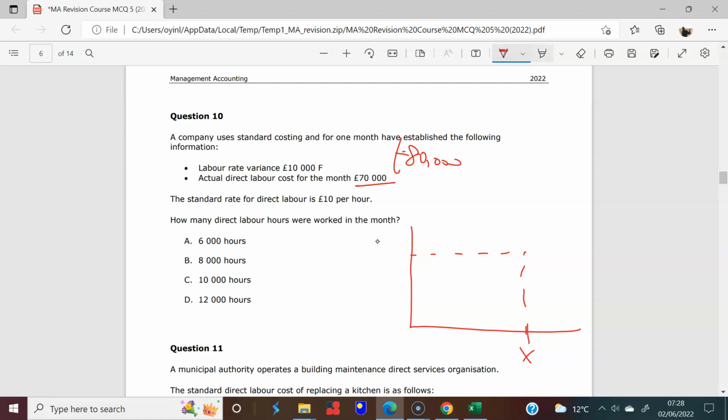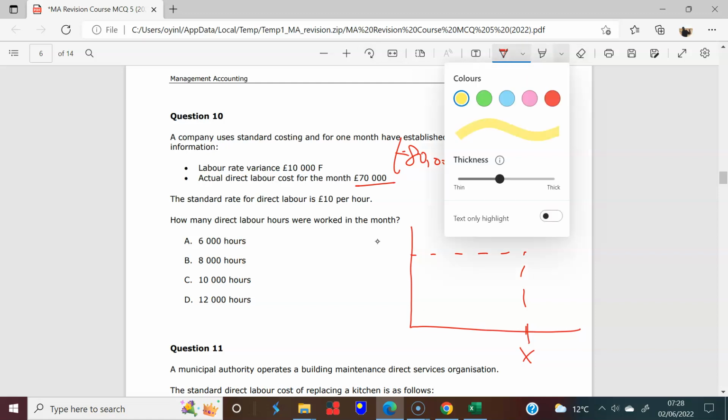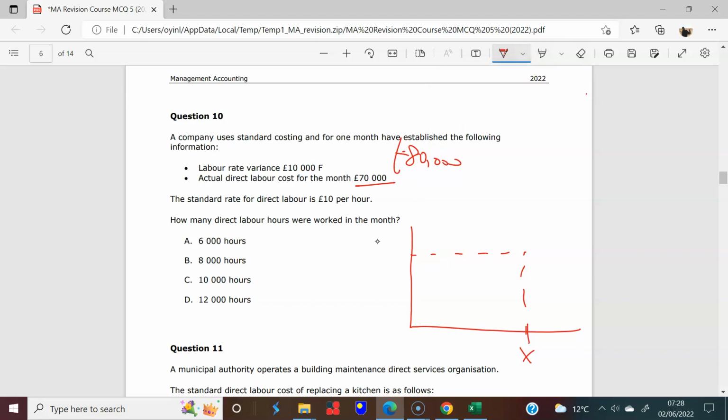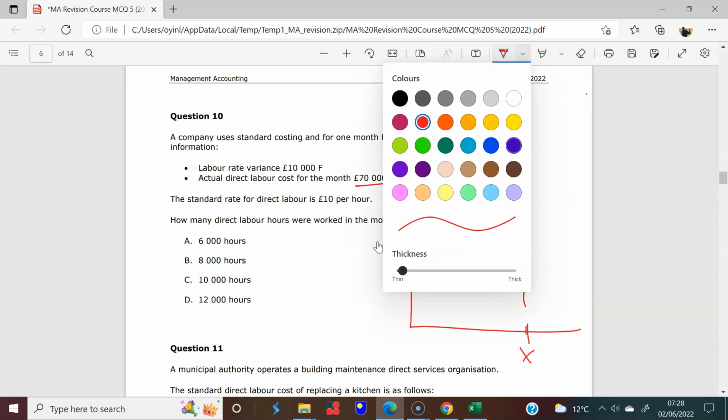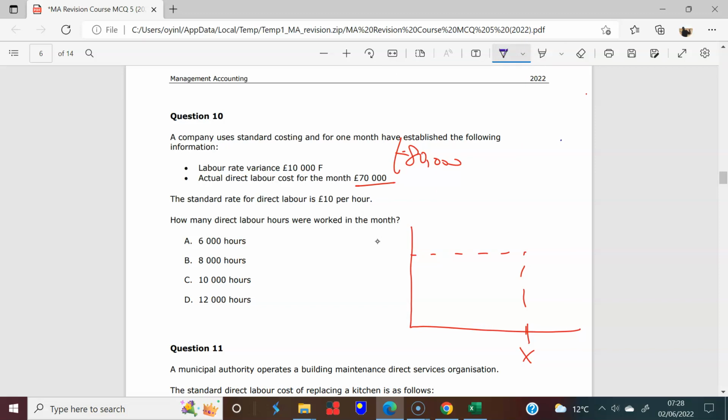Let me just change my pen color. Oops, sorry. So here we are. So you've spent 70,000 overall, which gives you a £10,000 difference, right? So basically this is 70,000, but in red it's 80.